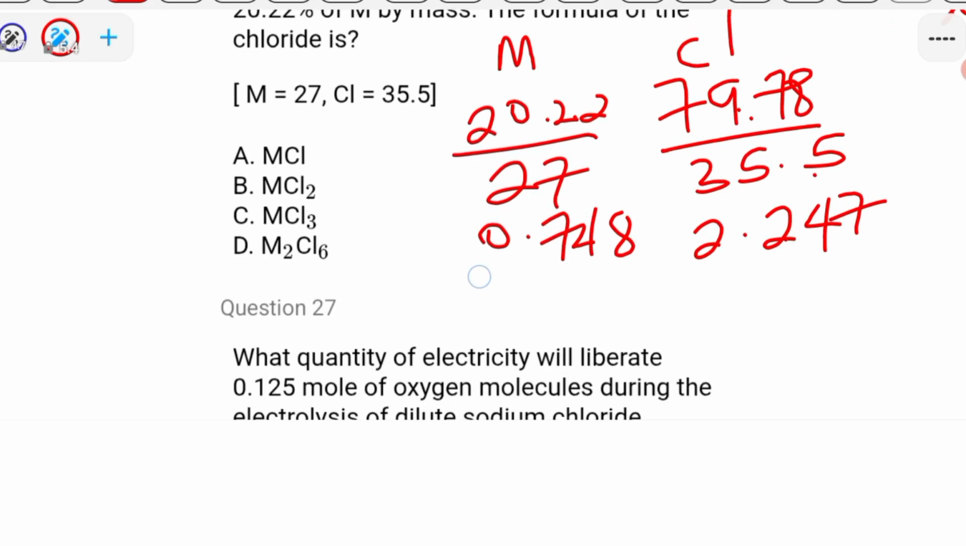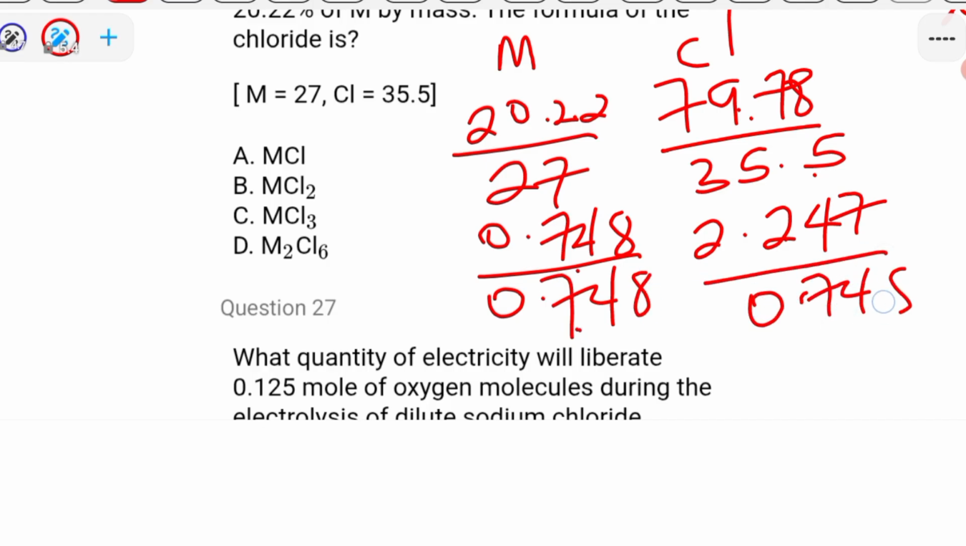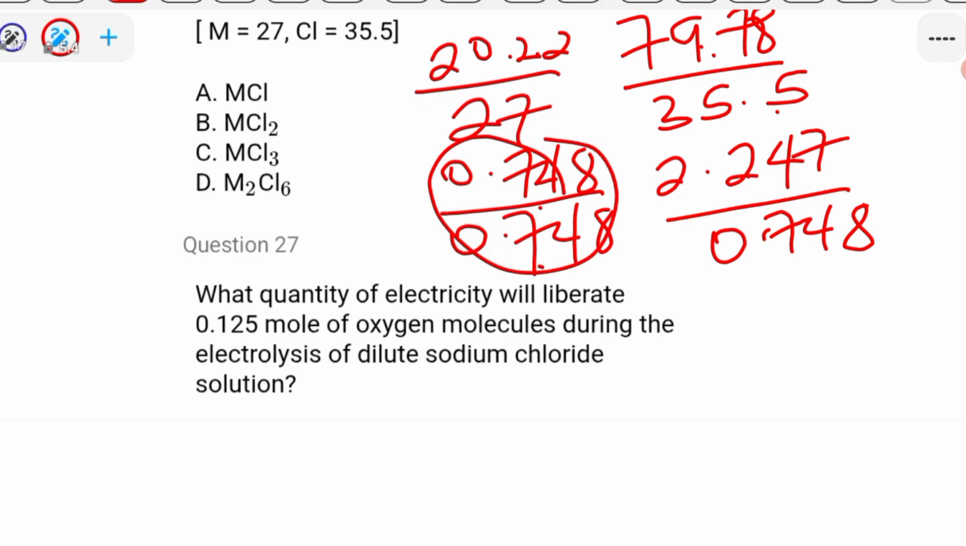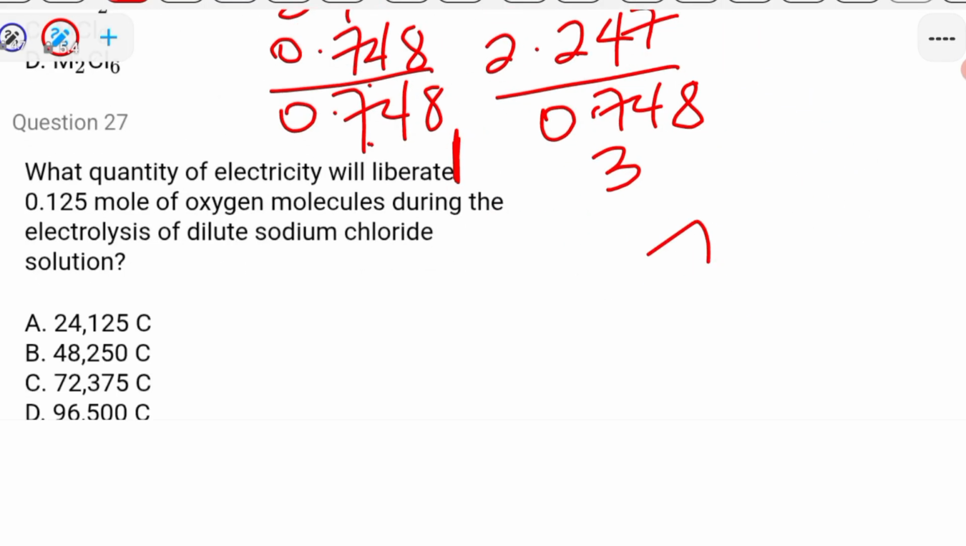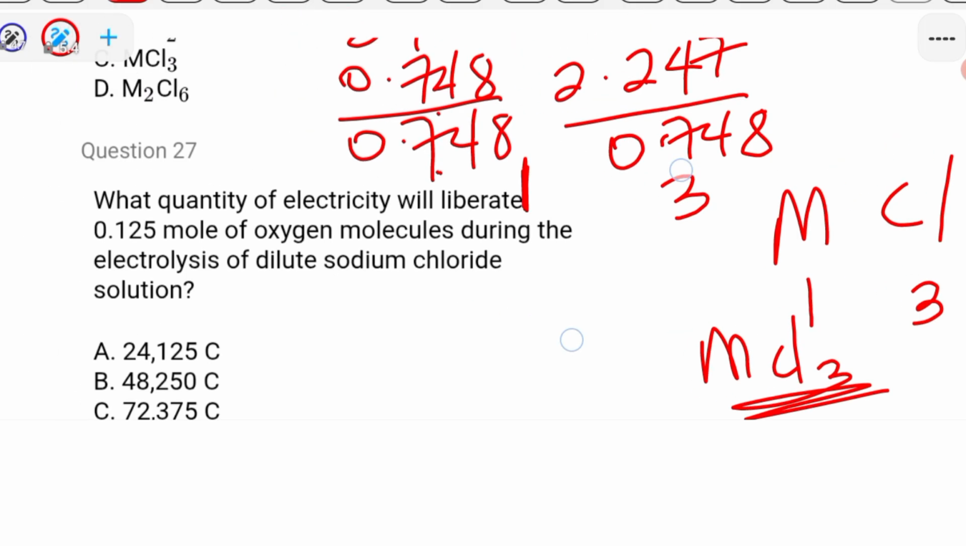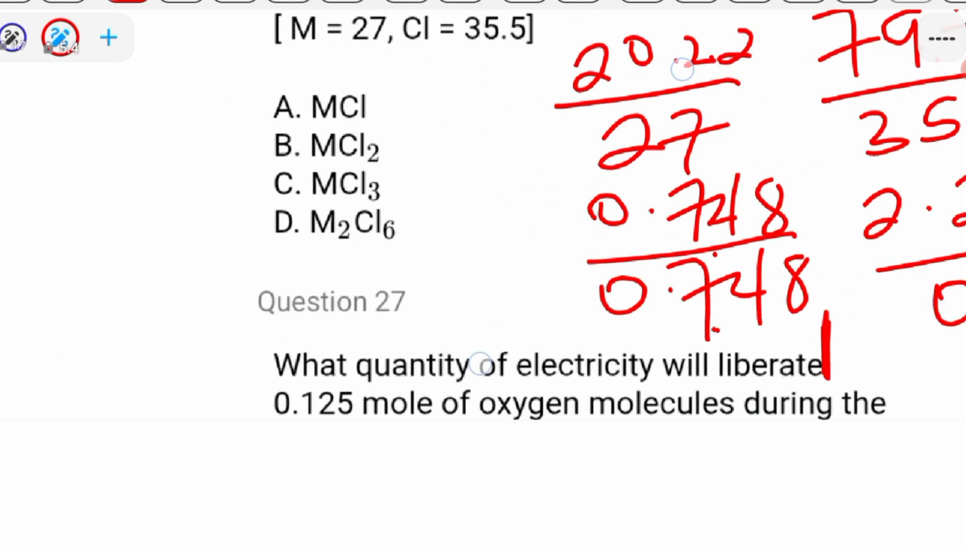So I'm dividing by the smallest one now, which is 0.748. 0.748 over 0.748, because they are the same, gives me 1. That's for M. Then 2.247 divided by 0.748 gives me 3. So it will be M1, then Cl3. That will be MCl3. So let's check. That's option C.